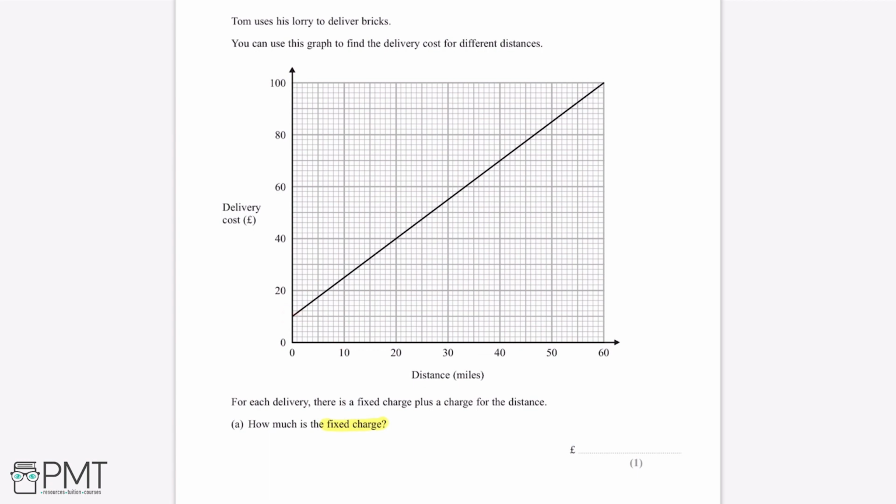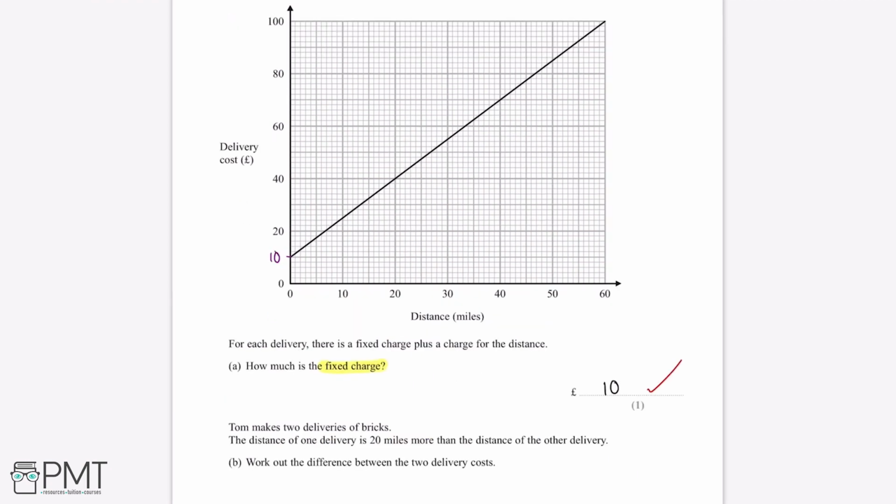Now this is because when someone has travelled 0 miles, there will be no extra charge for the distance travelled. So therefore the fixed charge is the price when distance is equal to 0, which is here. And if we read off the graph, this gives us a fixed charge of £10. And this question's worth 1 mark, and this is for the correct answer.